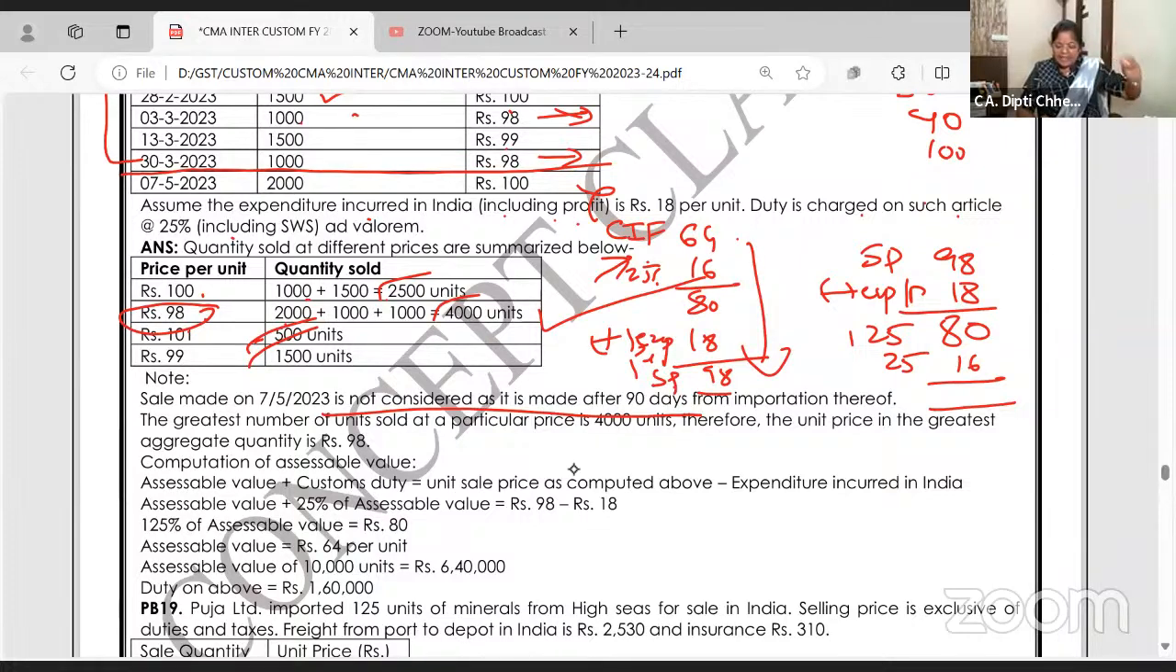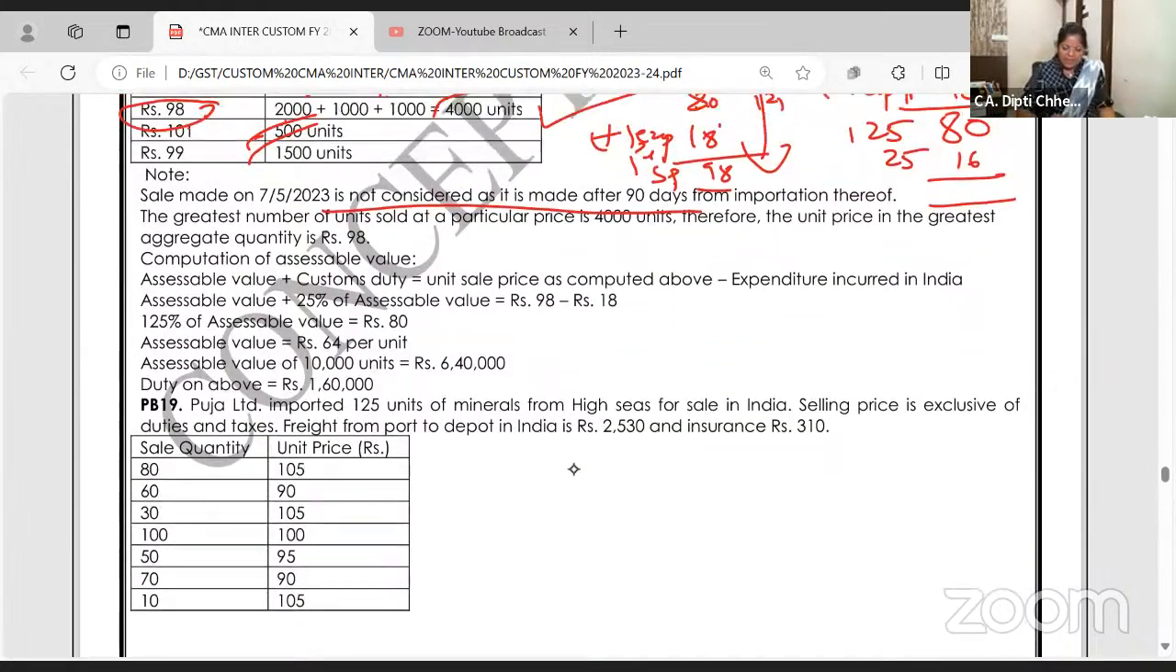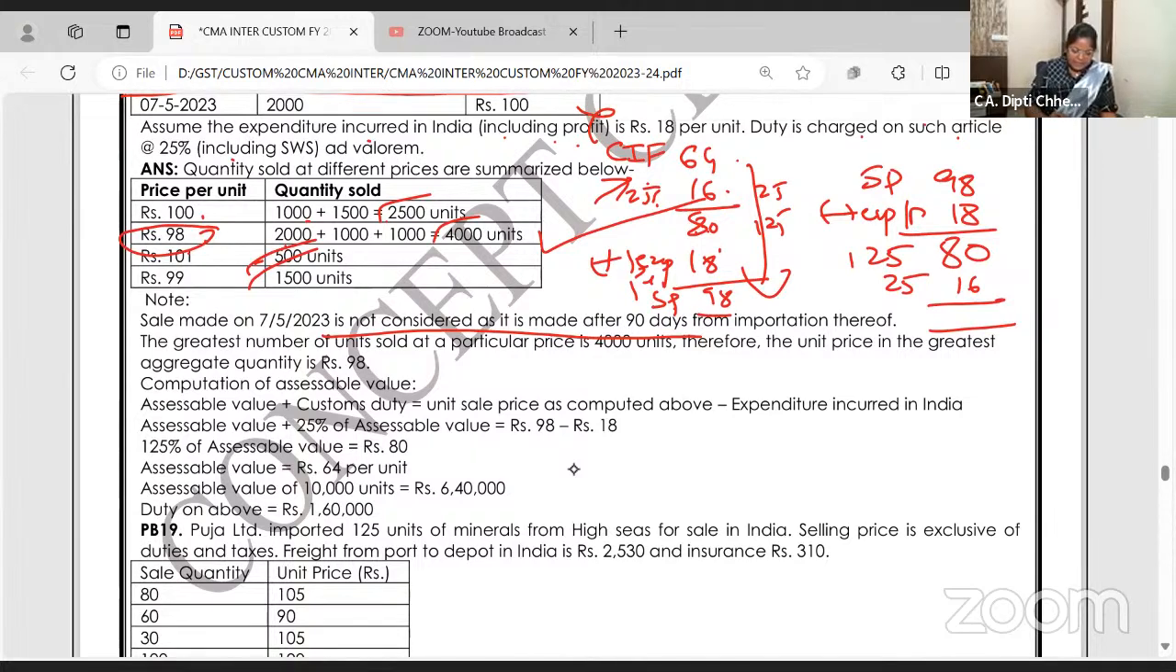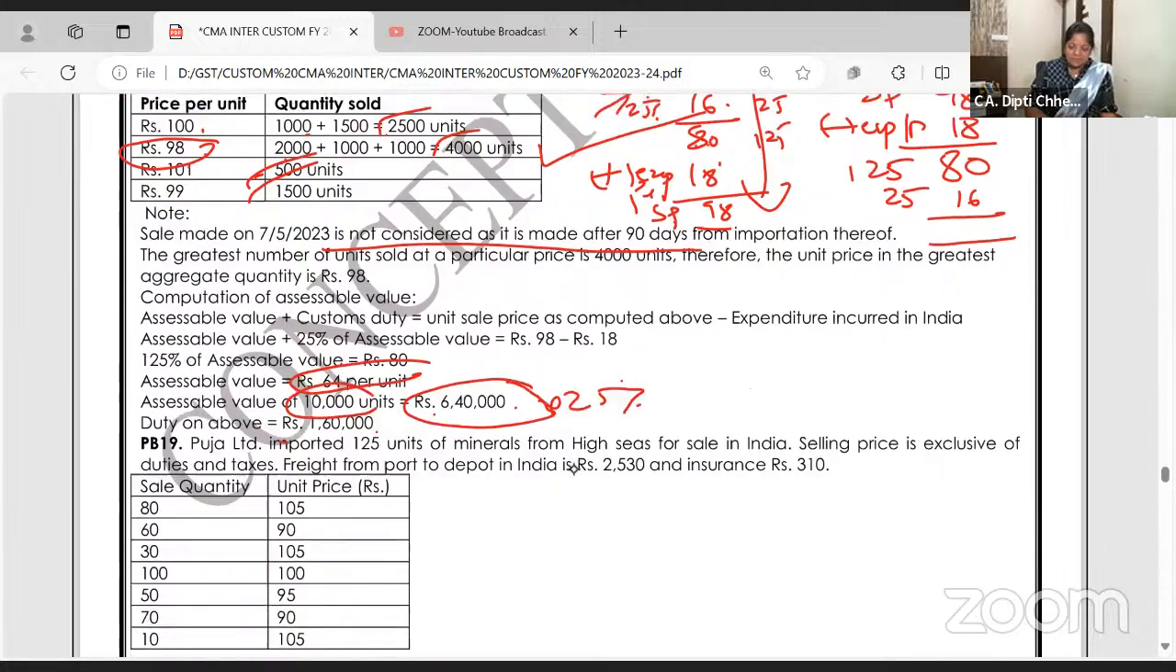So 80. 80 minus, what do you call it as, your duty. But duty, if you take 25% of 80, it's gone; it's 25% on CIF. And this is the value after the duty. So this is 125, 25. Cross multiply, you will get the answer. So your CIF is 64 and you have imported 10,000 units. So on 6,40,000 you have to calculate 25% duty.